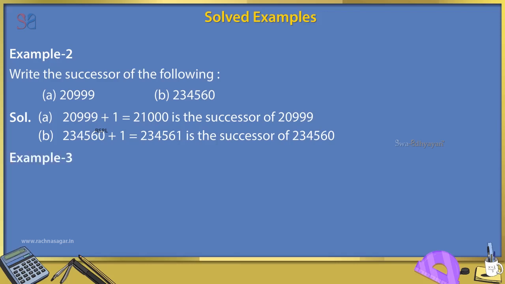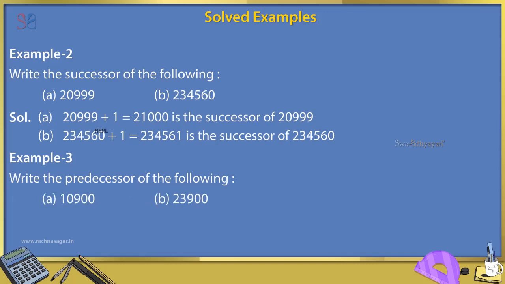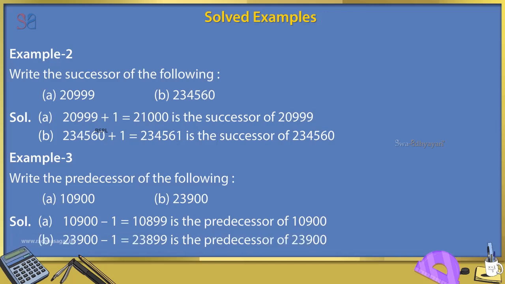Example 3. Write the predecessor of the following. A. 10,900. B. 23,900. Solution. A. 10,900 minus 1 is equal to 10,899, which is the predecessor of 10,900. B. 23,900 minus 1 is equal to 23,899, which is the predecessor of 23,900.